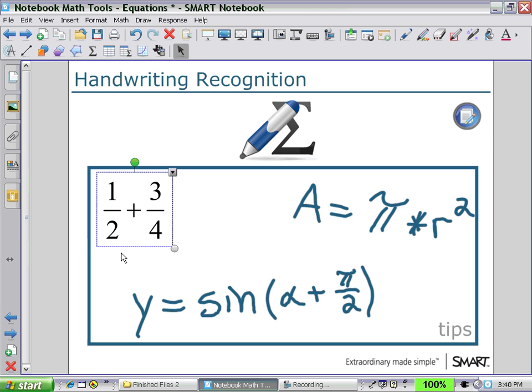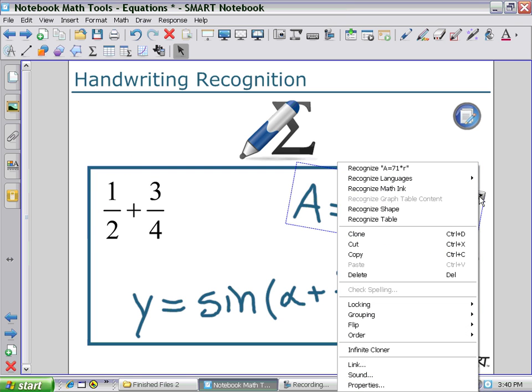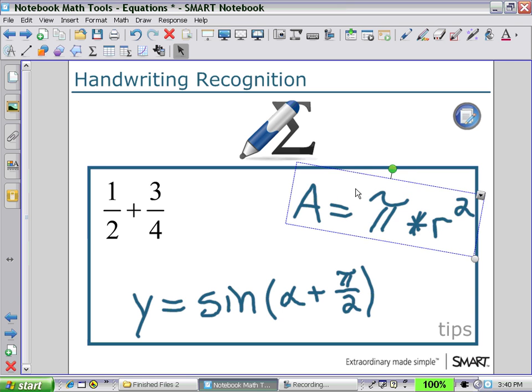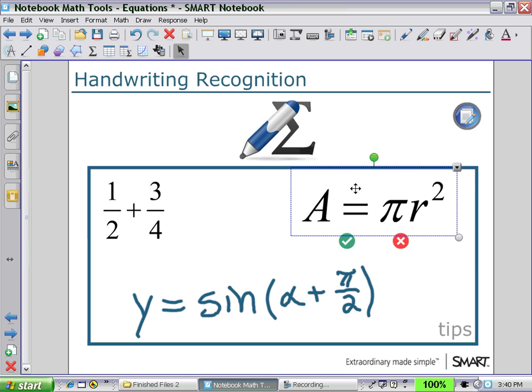With the area of a circle, you can see the symbol for multiplication. We would have to use, just as on your computer keyboard, the symbol for multiplication as a star. And so we need to write it that way for it to be recognized. So if I select that and then Recognize Math Ink, we will see that the engine does accept it as A equals pi r squared.